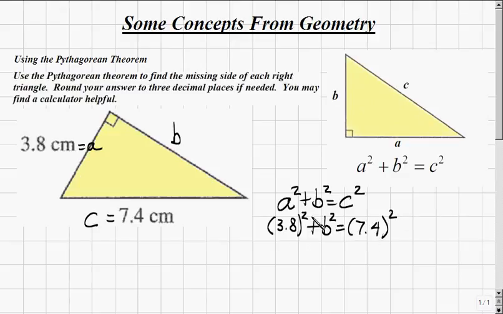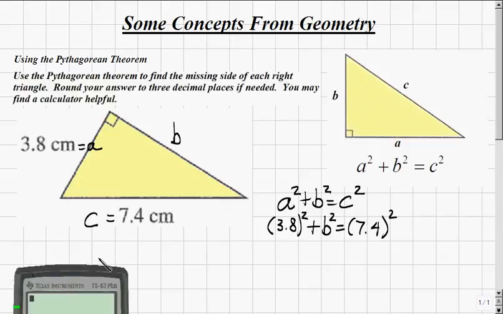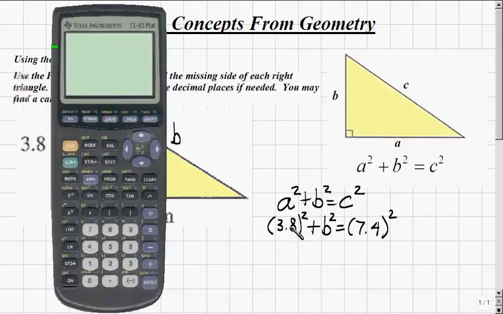Next, let's use order of operations to find 3.8 squared and 7.4 squared. So, using order of operations as well as a calculator, we'll bring up a TI-83, and 3.8 squared means 3.8 multiplied by itself. 3.8 squared, enter, becomes 14.44. 14.44 plus b squared is equal to 7.4 squared, which is 7.4 times itself, 7.4 squared, enter, is 54.76.